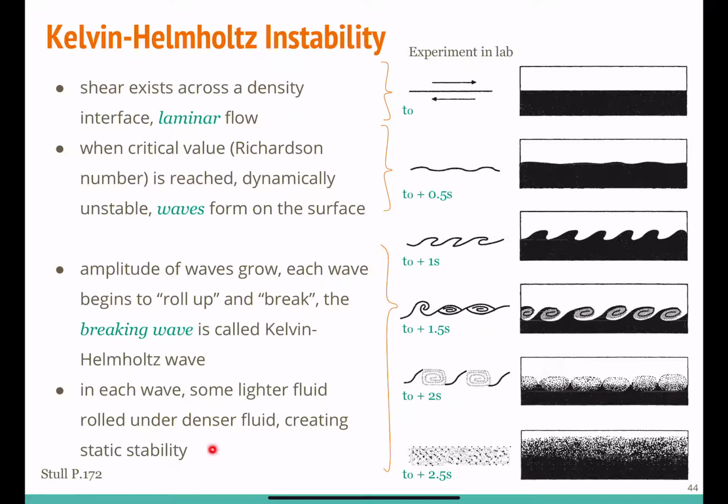So this whole paragraph is describing only this one, okay? And in each wave, some lighter fluid is rolled under the denser fluid. So you can see that the denser fluid is rolled above some of the lighter fluid here, which means that there is a statically unstable situation in this rolling of the fluid. So it's creating static instability.